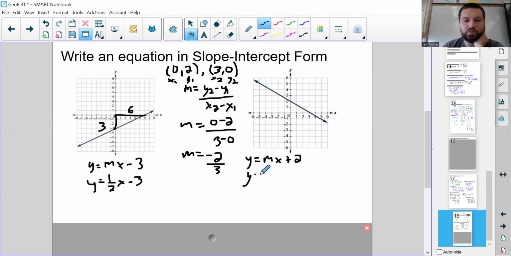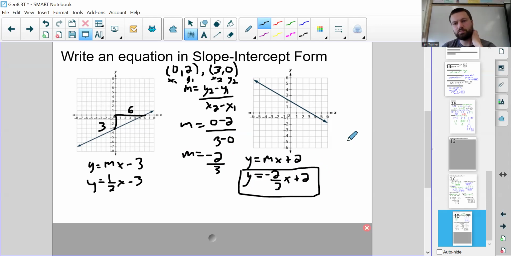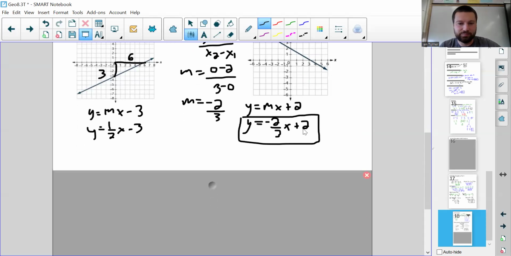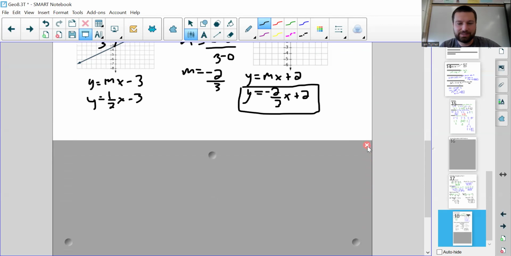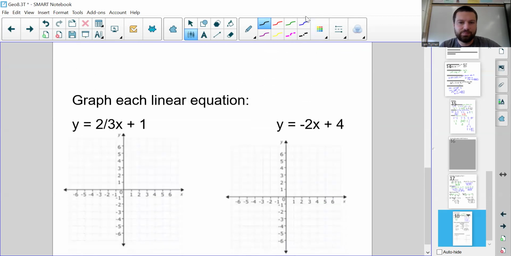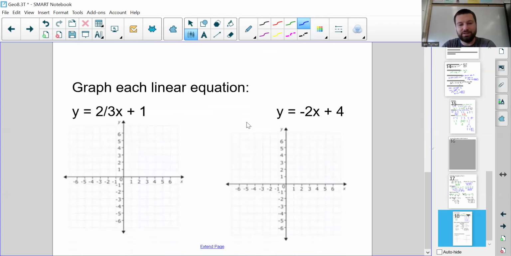So we get y equals negative 2 over 3x plus 2. Okay? Again, not super crazy, but we're just trying to get you back into remembering how to do all this stuff. Lastly, and again, we did a little bit of this, but lastly, we want to graph the linear equation.